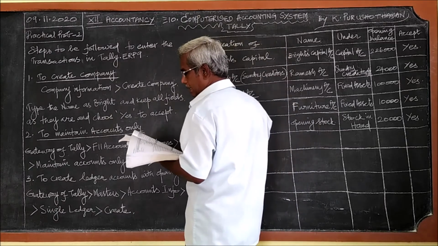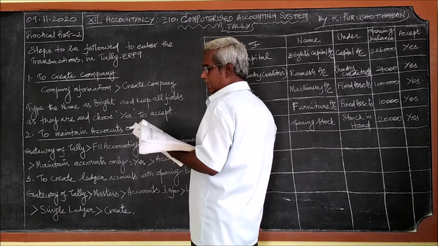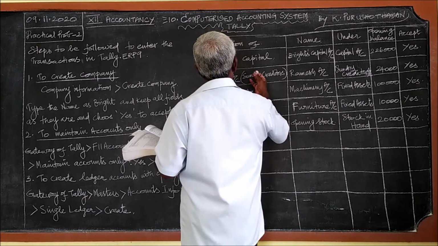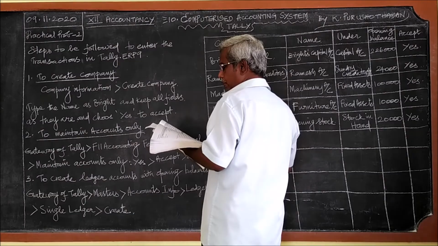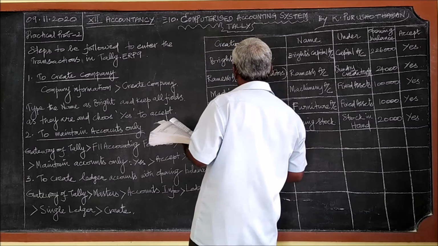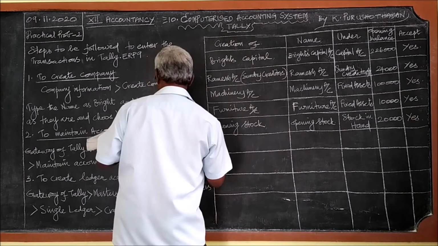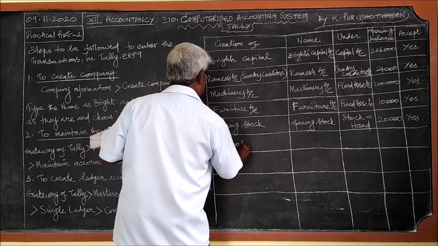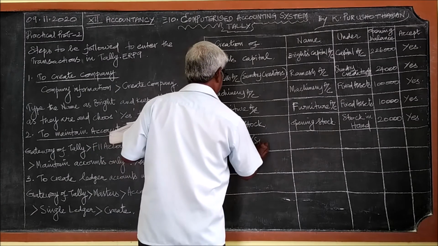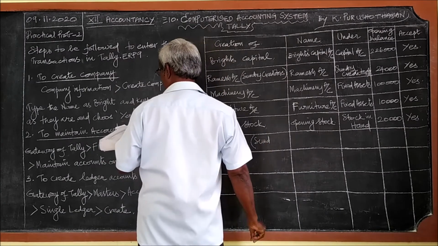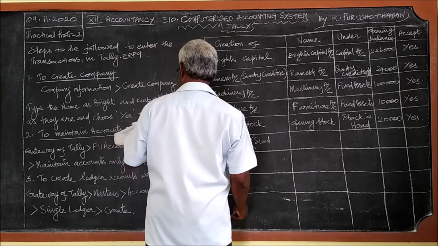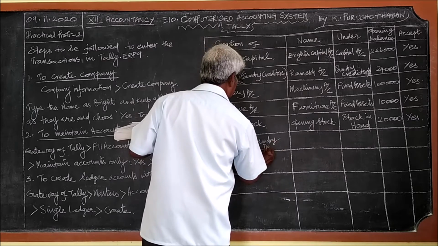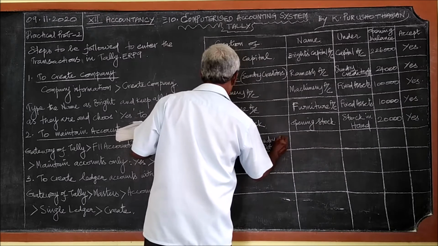So then, sundry debtor. Like creditors we have written, here also we should write the sundry debtor account. He is a debtor or creditor? Sundry debtor. Sundry debtors.